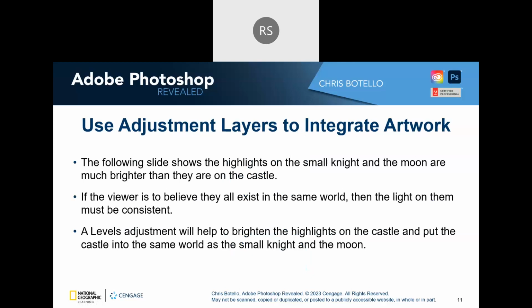So next couple slides, we're going to look at ways that we can highlight the small knight and the moon, how they're much brighter than the castle. You want to make your viewers believe that all of these exist in the same world, so you want to make sure that the light on them is consistent. You'd use a levels adjustment to brighten the highlights on the castle and put the castle in the same world as the knight and the moon, so it looks like it all belongs together.